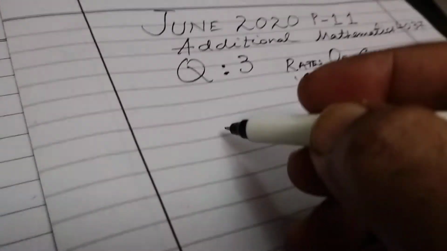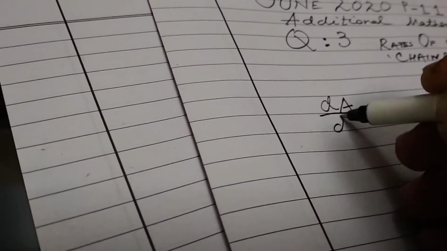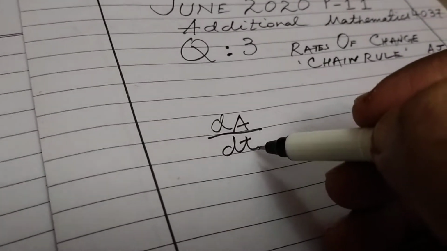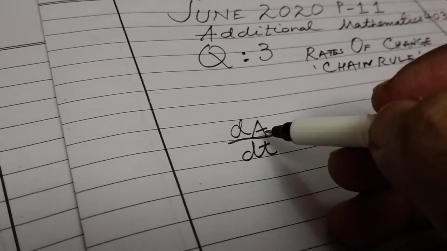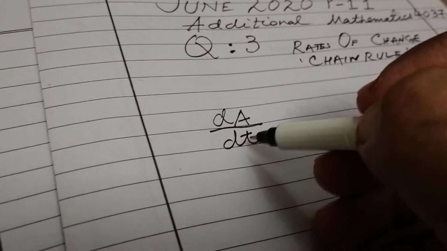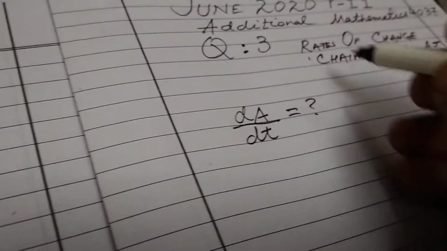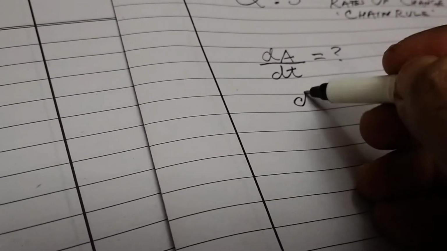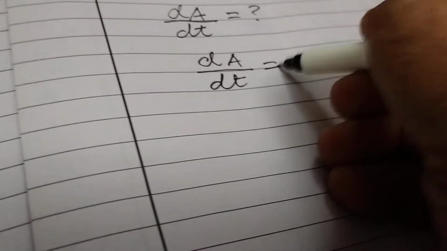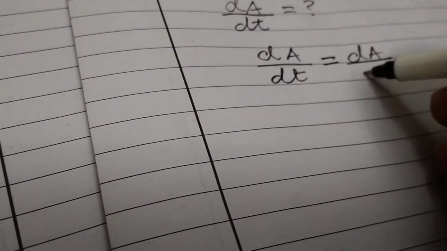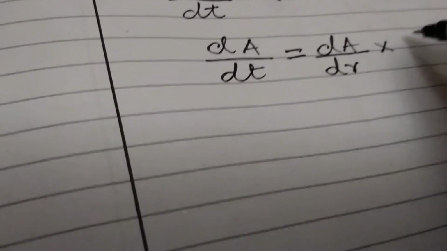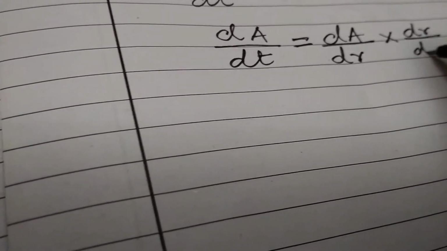So we write over here dA over dt, because it's a rate at which something is changing, area is changing with reference to time. So this we have to find out. If I want to involve radius also and time and write down the chain rule for this expression, it will obviously be dA over dr multiplied by dr upon dt.